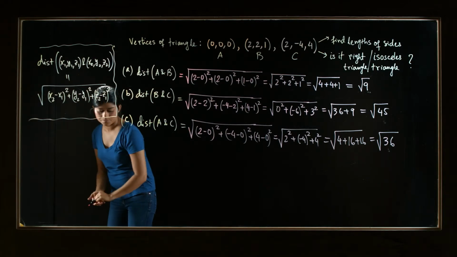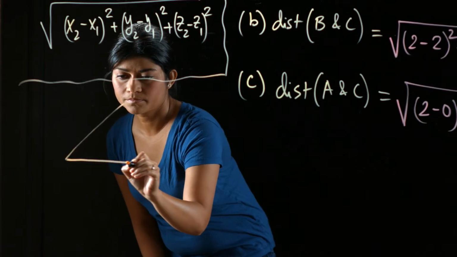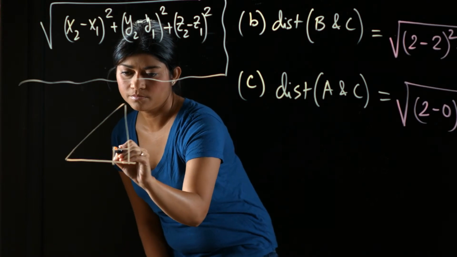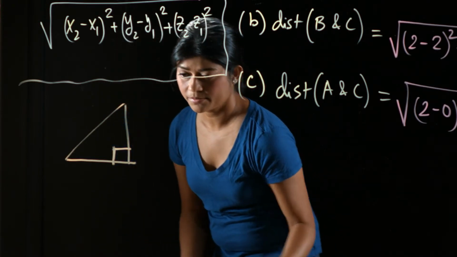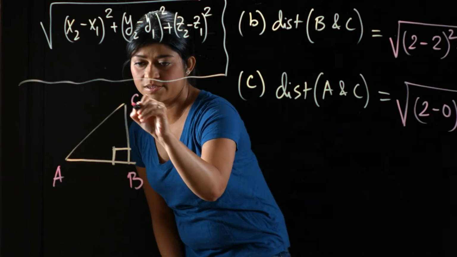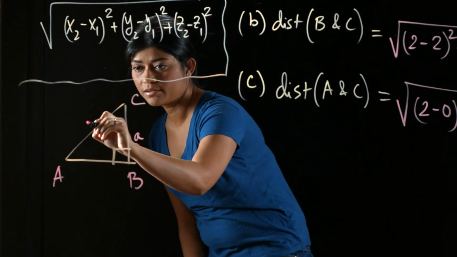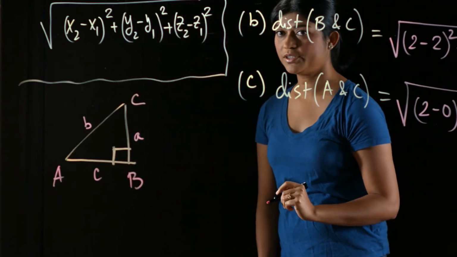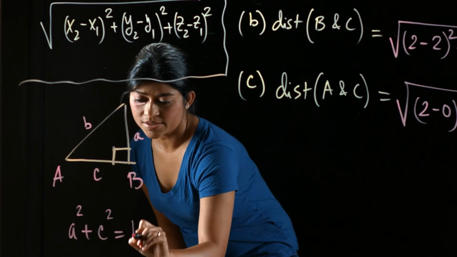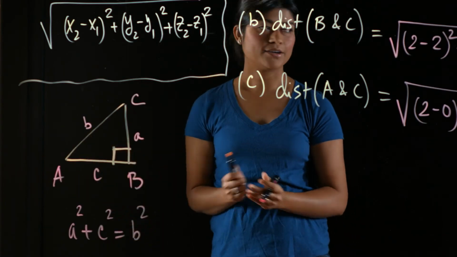So quickly recall, if you have a right angle triangle, and say the vertices are A, B, C, and the lengths of the sides are, say, a, b, and c. We know by the Pythagorean theorem that a square plus c square is equal to b square. We know that. And we know that if this happens, then that triangle is a right triangle.